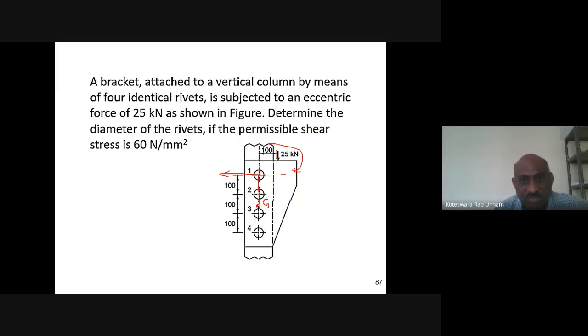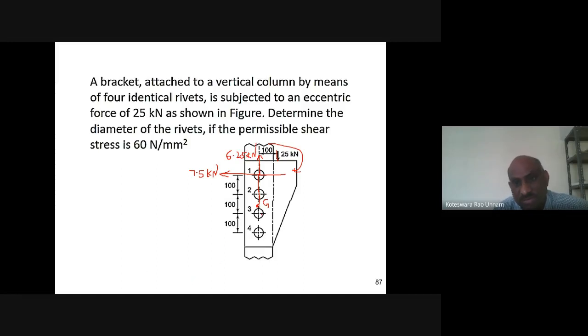So for the first rivet, if I show those two forces, this force is 7.5 kilonewtons, the secondary shear force, and this force is 6.25 kilonewtons.